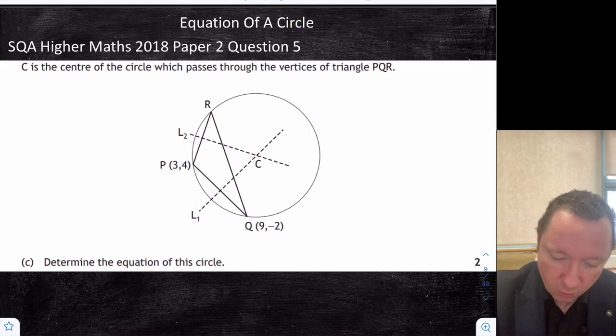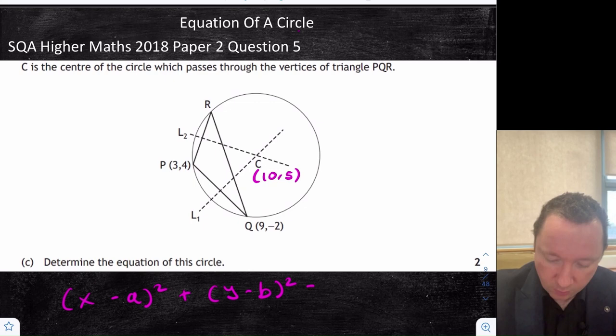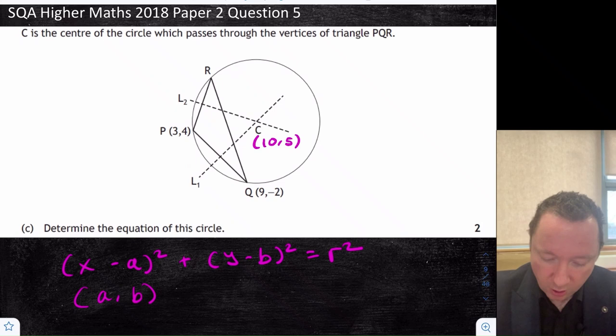And it says determine the equation of this circle. Remember, the equation of a circle from the start of the exam paper is (x − a)² + (y − b)² = r², where a and b is our centre, and obviously r is the radius. So now we just need to work out the radius.